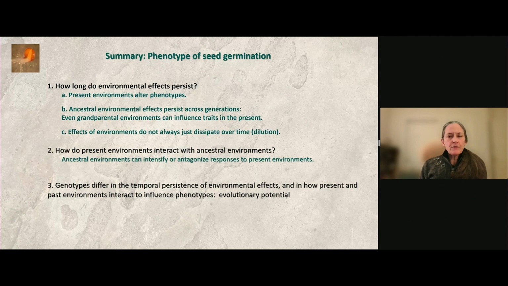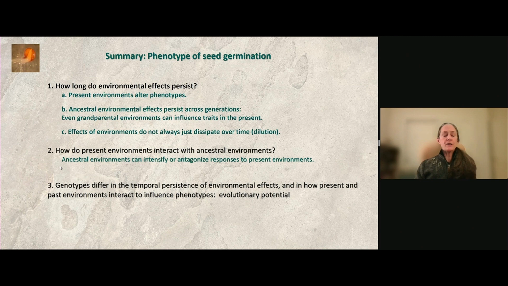So to summarize the results from the phenotype of seed germination, we found that present environments alter phenotypes, unsurprisingly. But ancestral environmental effects also influence those phenotypes. Even grandparental environments can influence traits in the present. We also saw that there was really no pattern of the gradual dissipation of environmental effects over time. They do not dissipate, but responses to past environments can even be stronger than responses to present environments.